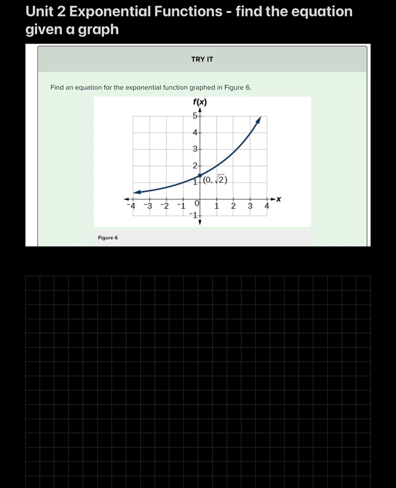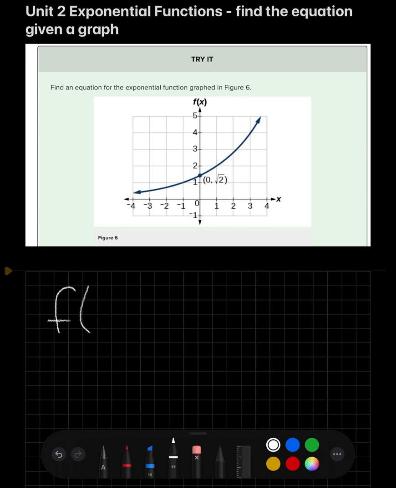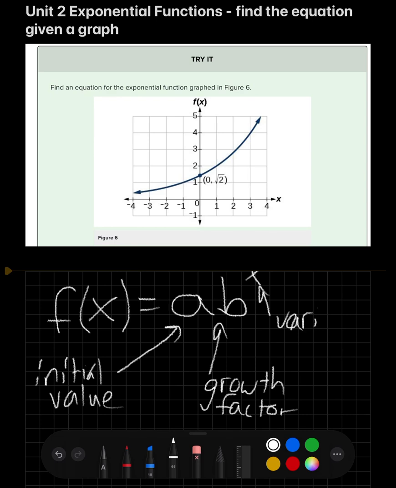So the pattern we've used in the past, the thing that we always start with, is our generic exponential function. We know that exponential functions look like this: A times b to the x power, where a is the initial value, b is the growth factor, and x is our variable. Usually, our variable has to do with time when we're talking about exponential growth, but not always.